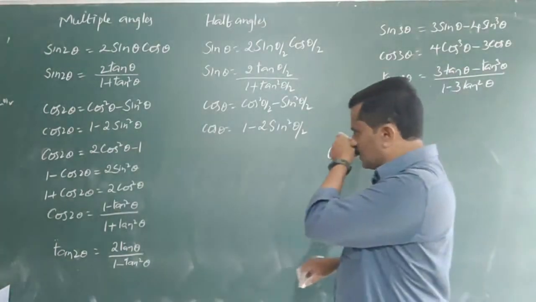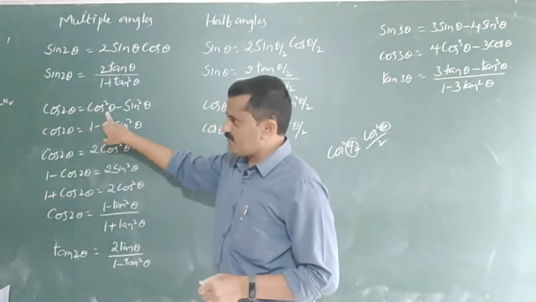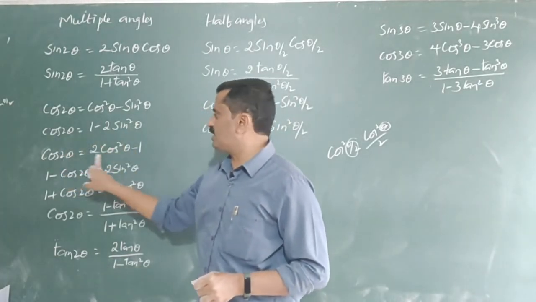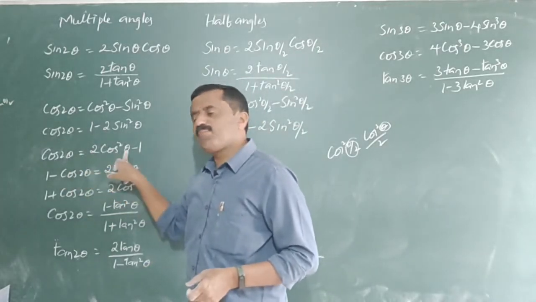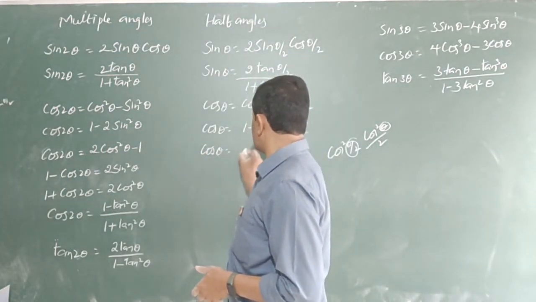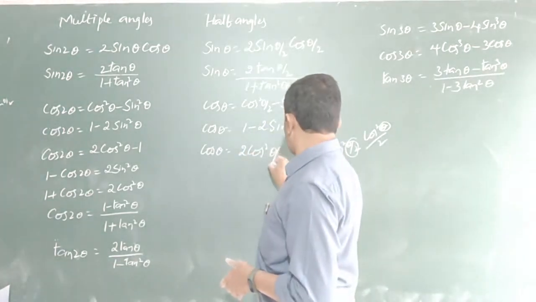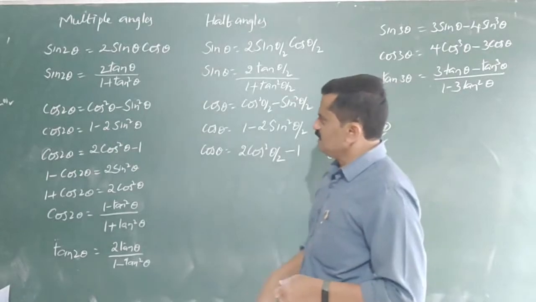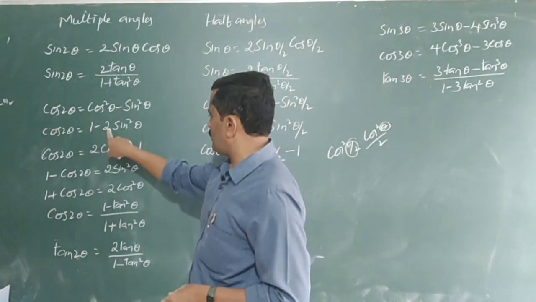Next, cos 2 theta in terms of cos only. That is cos 2 theta is equal to 2 cos square theta minus 1. That can be expressed in half angles, that is cos theta is equal to 2 cos square theta by 2 minus 1. Again, simplification of this term.